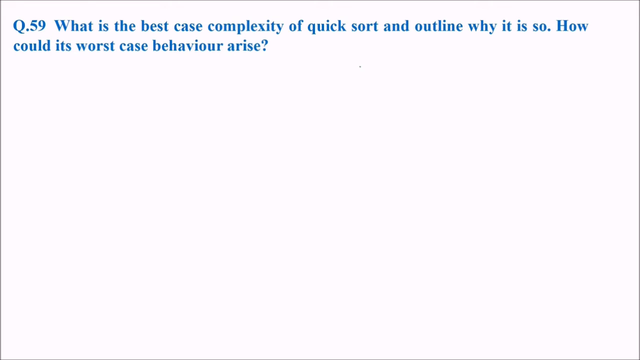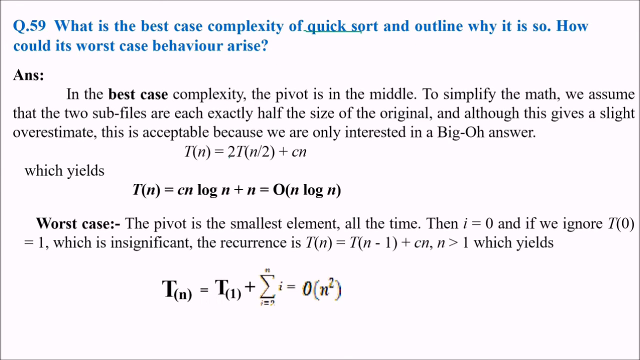What is the best case complexity of quicksort? Outline why it is so. How would worst case behavior arise? We have seen that quicksort can give you an order of n log n, which is comparable to the best we have, which is merge sort. So this gives you order of n log n sorting efficiency, that is the big O of n log n. This is the best complexity quicksort can give.